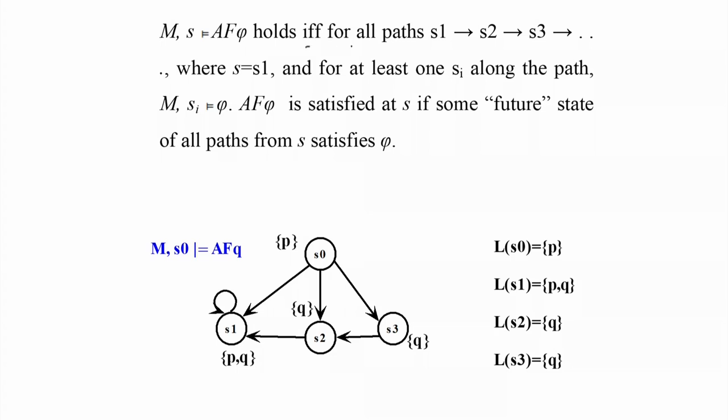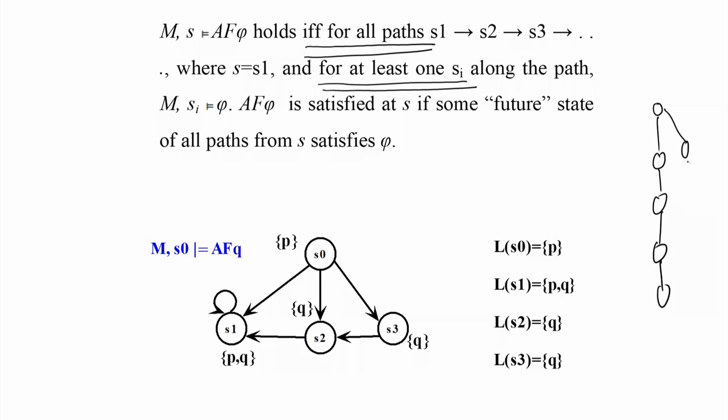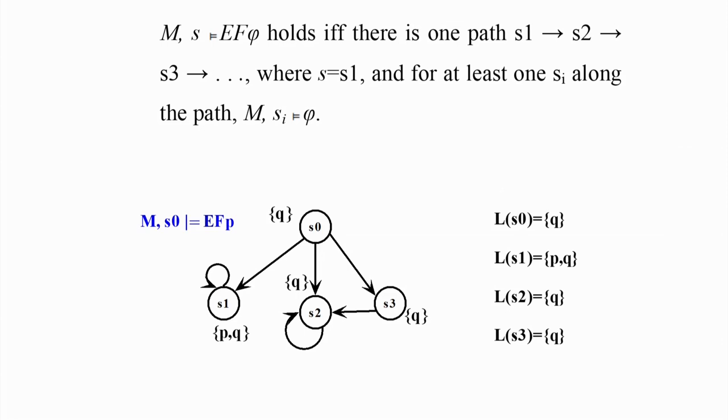So, again we consider all such paths where S is equal to S 0, the starting state of the path, and for at least one S i. So, we can consider this particular path, and you consider all possible paths, and along all these possible paths we are going to get at least one state S i such that M, S i models phi. Then you can say that in all paths A F phi is true. So, consider all possible paths of this sort and along all paths look for at least one S i such that M, S i models phi, that means phi holds in the state S i, then we say that M, S models A F phi. The meaning is that A F phi is true in the state S of the model M. So, similarly we can look at E F phi.